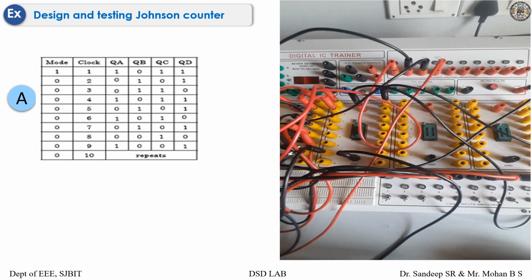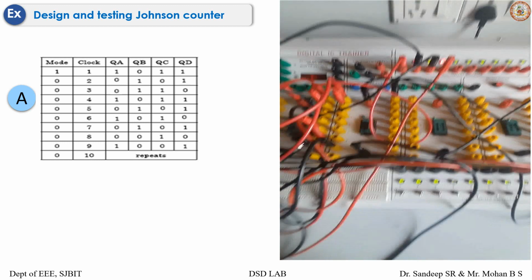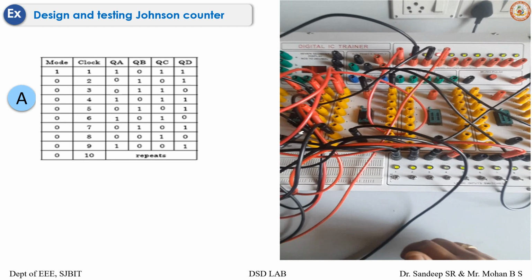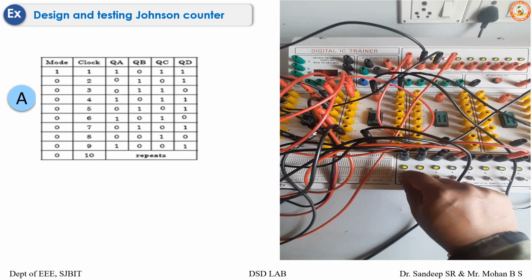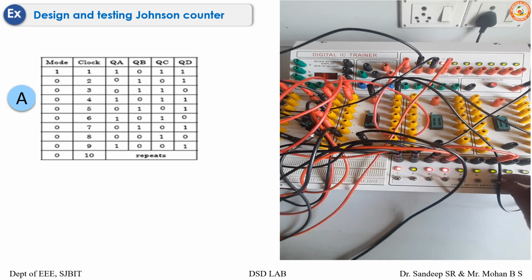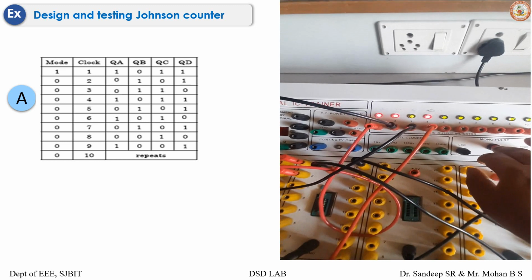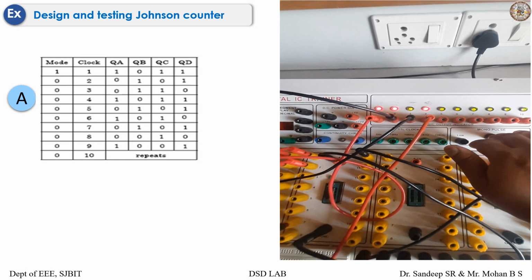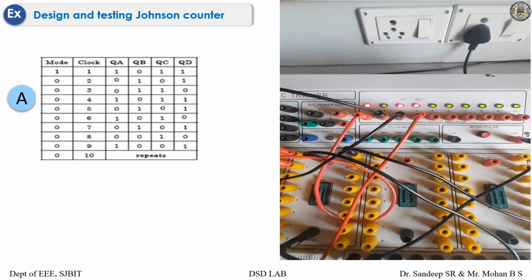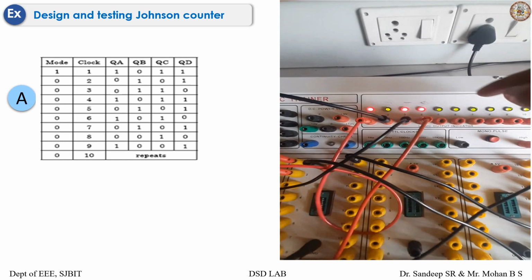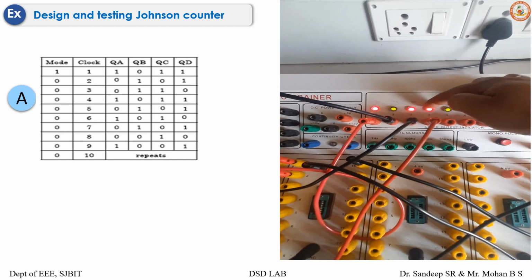So let's verify the truth table. So let's switch on the trainer kit, and as per the table, we want to see the output as 1011. So let's give the input also same, it's 1011. Make the mode high, then set the clock pulse. So you can see we have some junk value. As I give the clock pulse, I will get the desired or the designed output, that is 1 0 1 1.